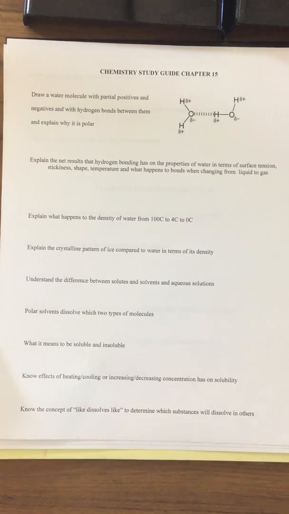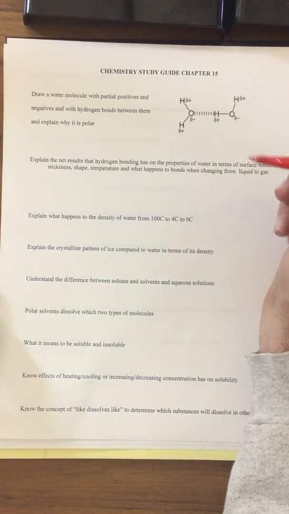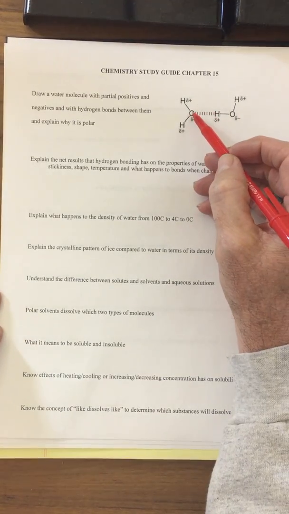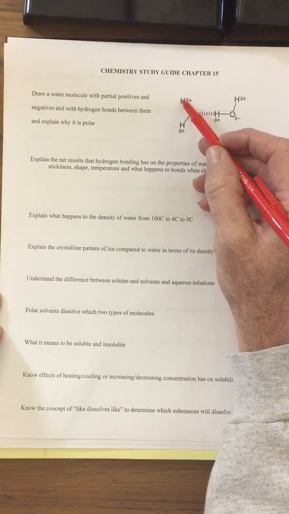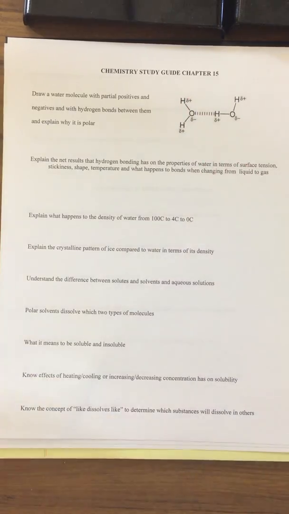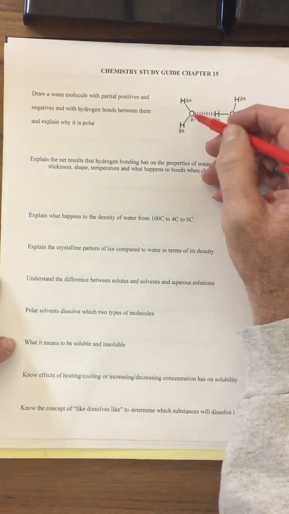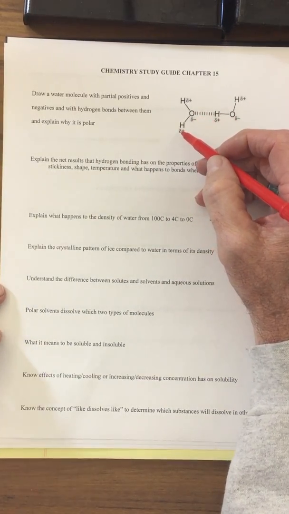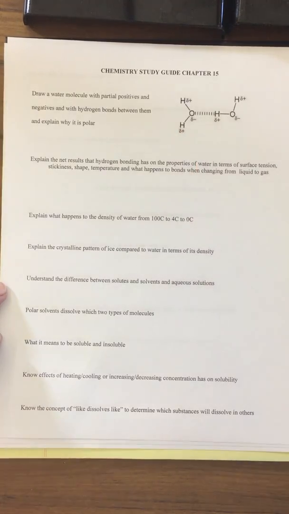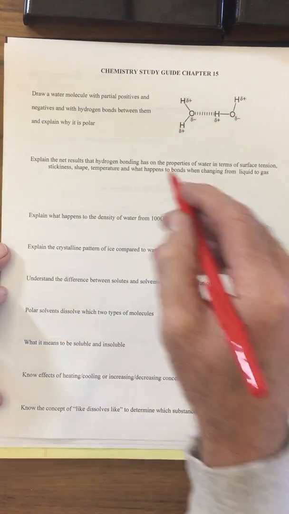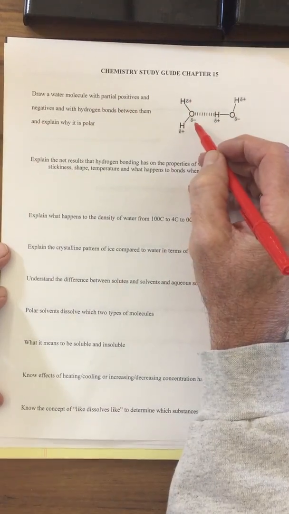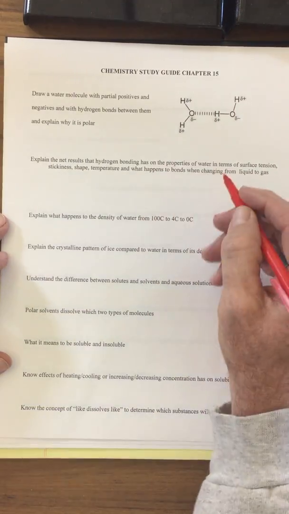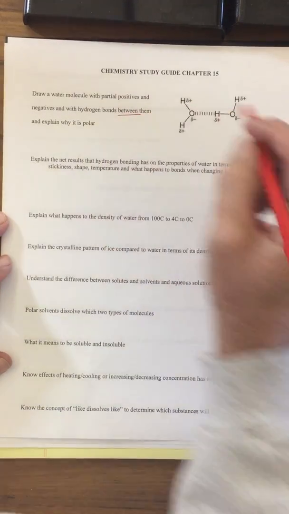Draw a water molecule with partial positives and negatives and with hydrogen bonds between them and explain why it's polar. First of all, can you draw a water molecule, H2O, with two H's and one O? What you need to know is that the oxygen is stronger in the tug of war, so it's going to gain the electrons in this electronegativity battle. So your oxygens are going to be delta negative and your hydrogens are going to be delta positive. That is the first thing you need to know, with the partial positives and partial negatives and with hydrogen bonds between the water molecules. That is the main concept, also the hydrogen bonds.